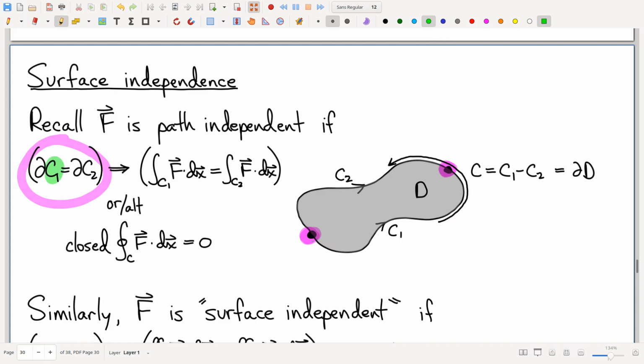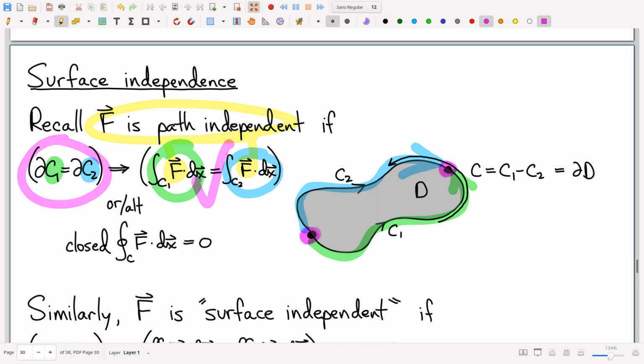Sometimes there will be a curve C1 about which you're interested in the line integral, and a curve C2 about which you're also interested in a line integral. And these C1 and C2, if they have the same starting and ending points, for certain very special vector fields called path-independent vector fields, whenever you have two curves with the exact same start and the exact same end, amazingly, these two line integrals will always be equal.